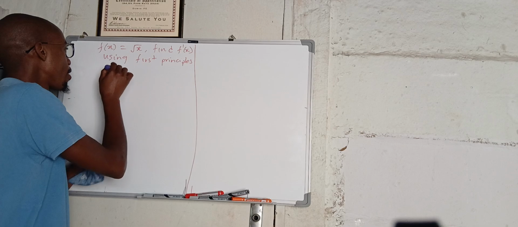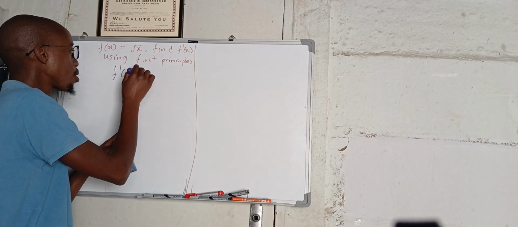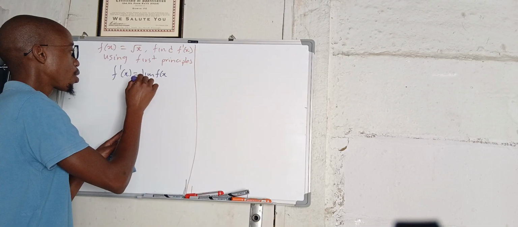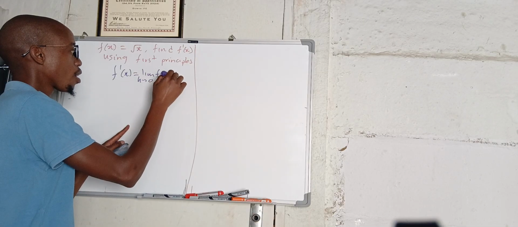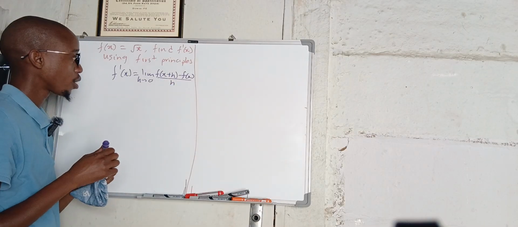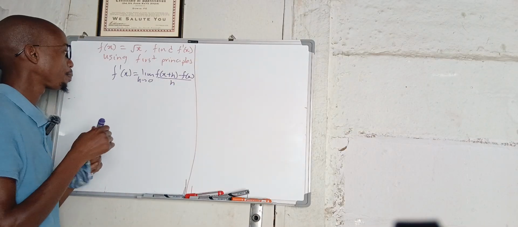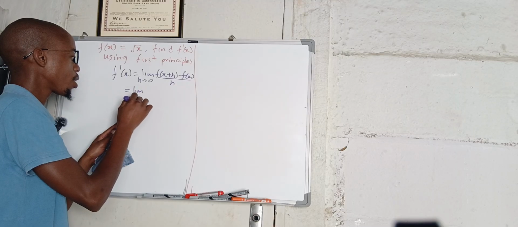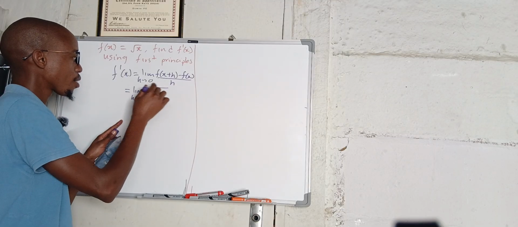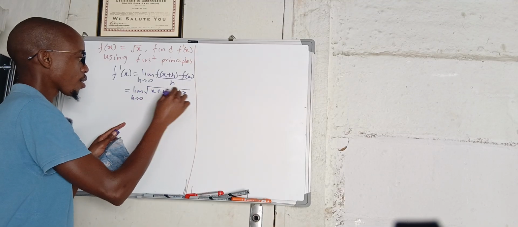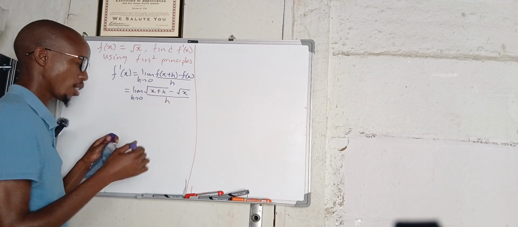So we remember that f prime of x, according to first principles, is going to be the limit as h approaches 0 of f of x plus h minus f of x, all over h. Now let's do our thing. We will be having limit h approaches 0, and then we have the square root of x plus h minus the square root of x. All of this is all over h.